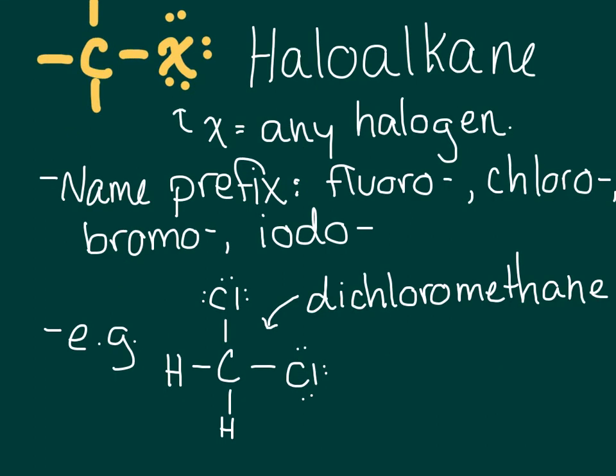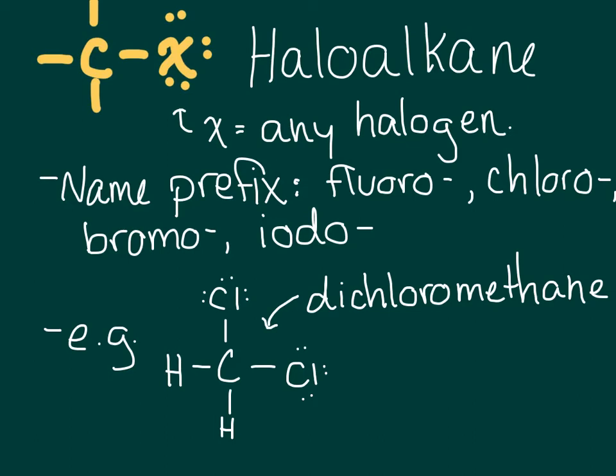If we instead attach a halogen atom to a carbon, we get what's known as a haloalkane. X is generally used to represent any element from the halogen family, and any of the halogens can be incorporated in the same way.